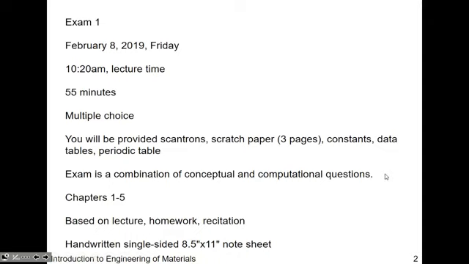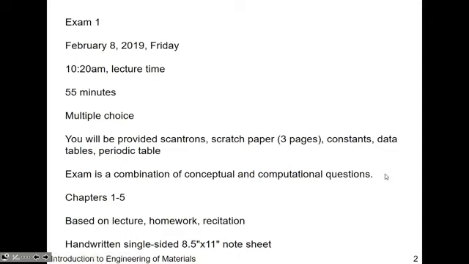You'll be provided everything, okay? You just have to show up with your single-sided 8.5 by 11 handwritten note sheet and your Buck ID. If you don't remember that number, it's on your ID. Just bring your ID with you, okay? You'll be provided everything that you need in terms of the Scantrons, scratch paper. You get 3 sheets, front and back, so it's really 6 sheets for computation. So hopefully that's sufficient. We will have more if you need it.